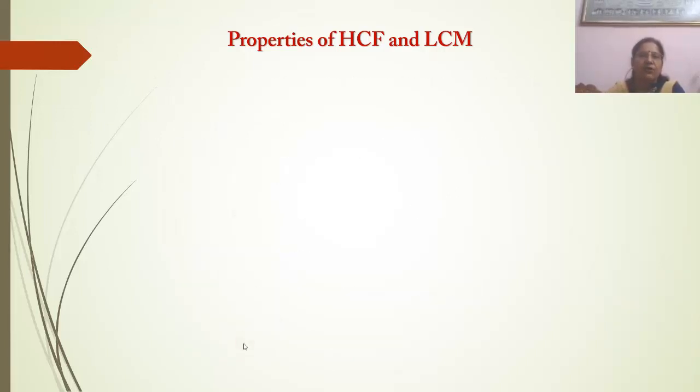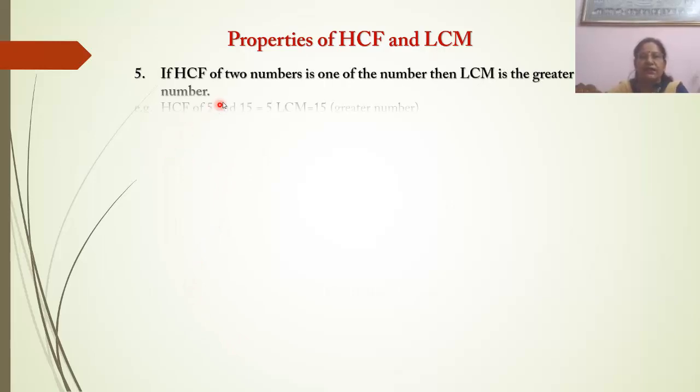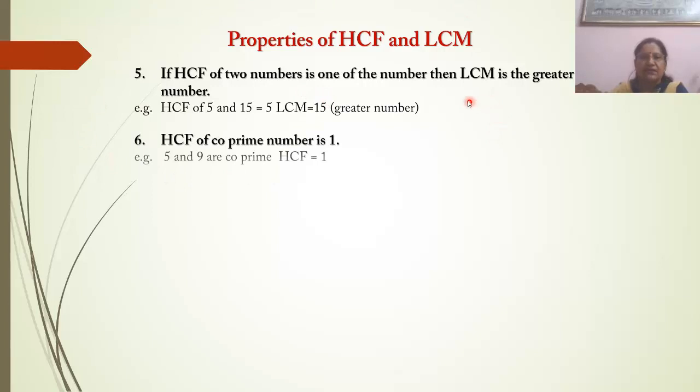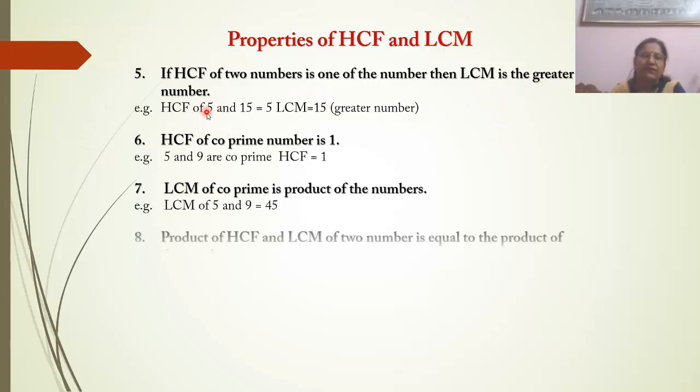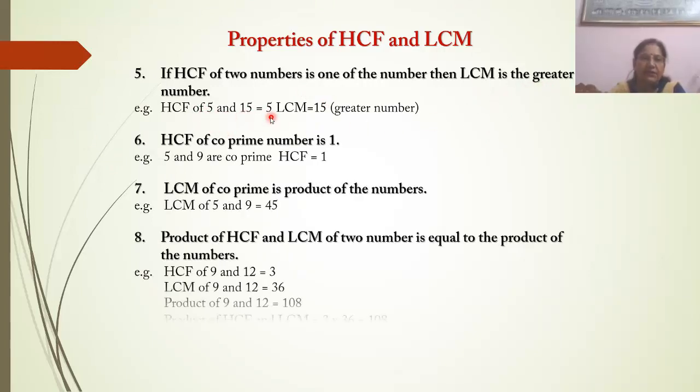Some other properties are: if the HCF of two numbers is one of the numbers, then the LCM is the greater number. We have 5 and 15. 5 is the HCF, so the LCM will be 15.